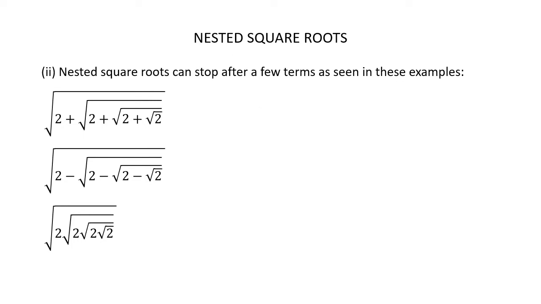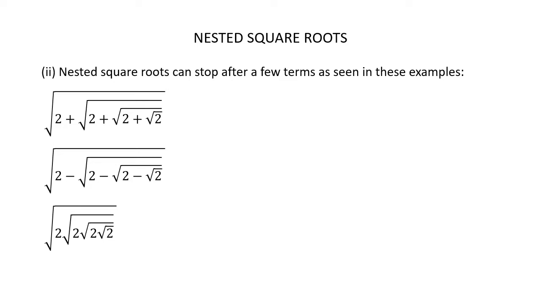Here are a few examples for nested square roots that stop after a few terms. Root 2 plus root 2 plus root 2 plus root 2. Here, the square roots stop after four terms. The square roots are added here four times.